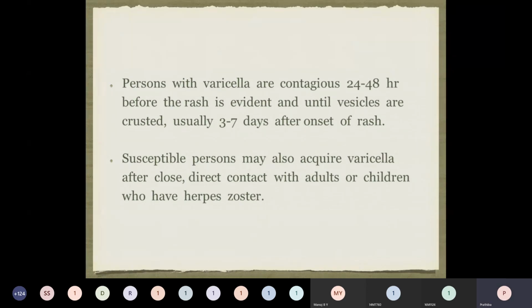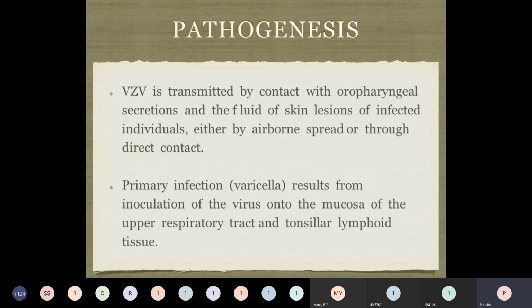Persons with varicella are contagious 1 to 2 days before the rash is evident and until the vesicles are crusted, usually 3 to 7 days after the onset of rash. Susceptible persons may also acquire varicella after close, direct contact with adults or children who have herpes zoster. What about the pathogenesis?